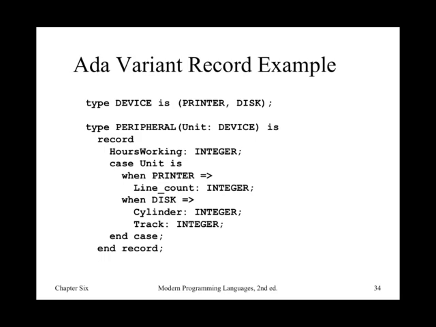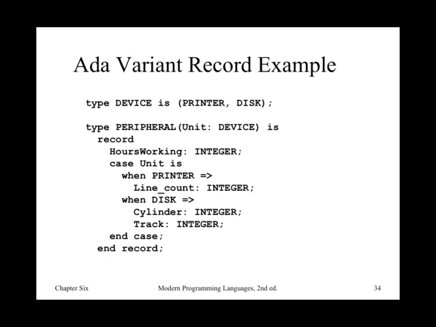Then I do a case where the unit is a printer, which is one of the two enumerated types of device, or the unit is a disk. If it's a printer, then I declare a variable called line count, an integer. But if it's a disk, I have cylinder and track, two integers. So you can see that that's a little bit like a union. In this kind of variant record, I think it is a union, but more of a union where you have to do all the heavy lifting and the language doesn't really make it super smooth for you.